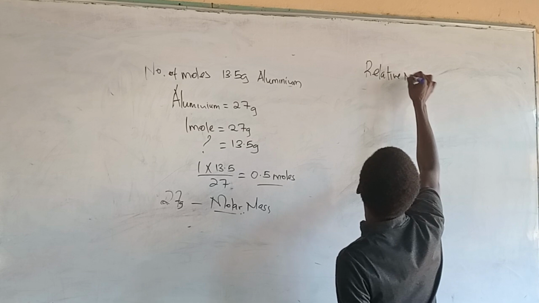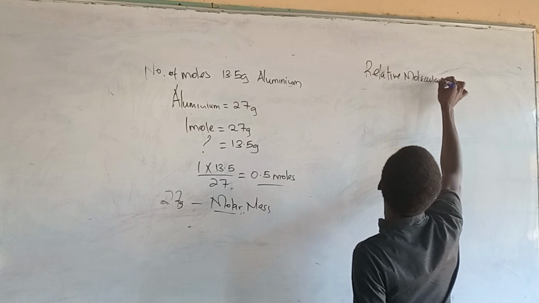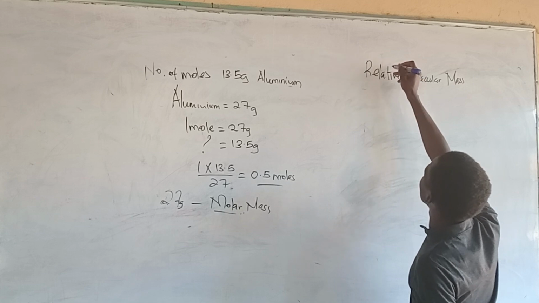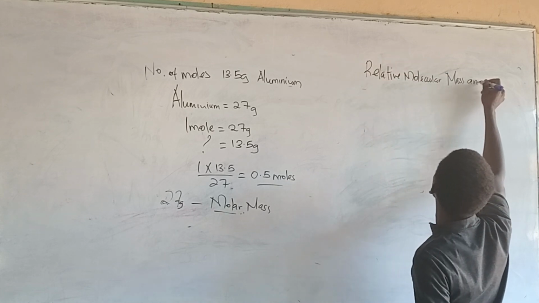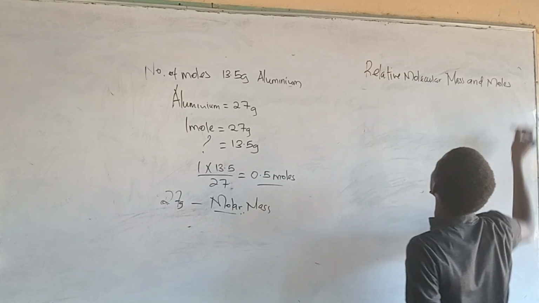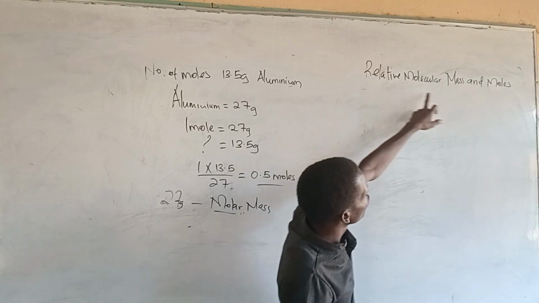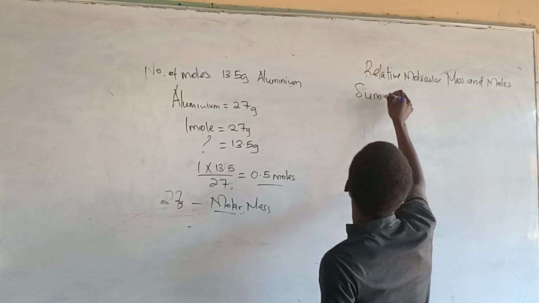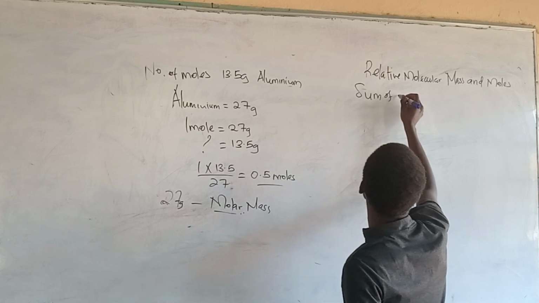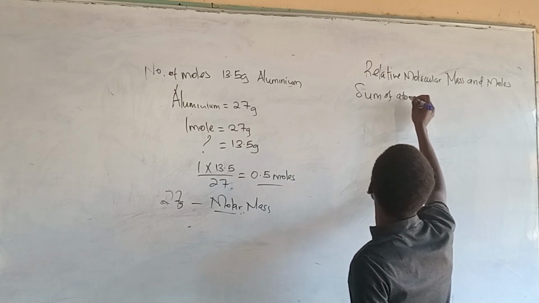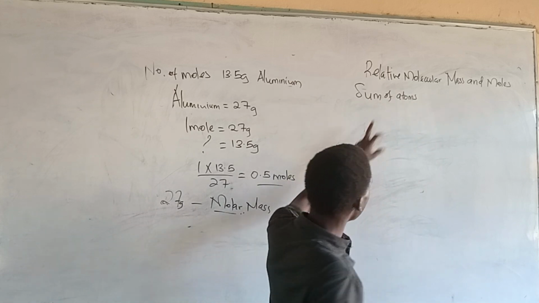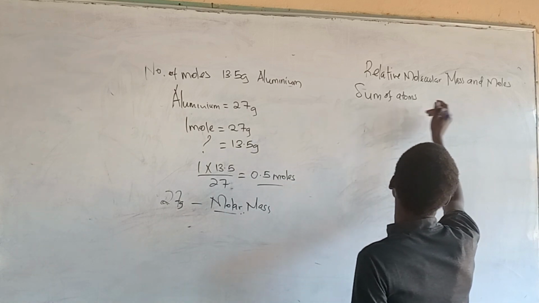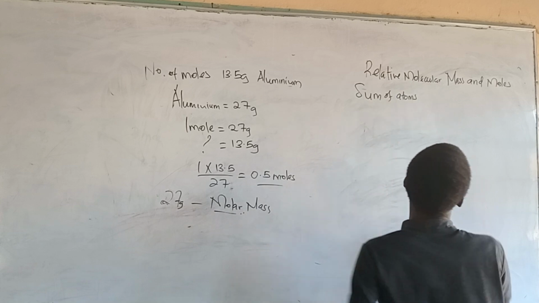Relative molecular mass. The relationship between relative molecular mass and moles. We say that relative molecular mass is the sum of the individual masses of the atoms. When we add them, we get the relative molecular mass.